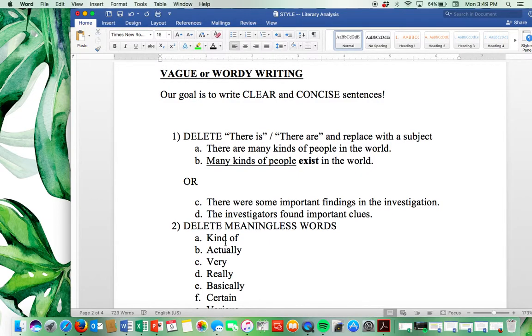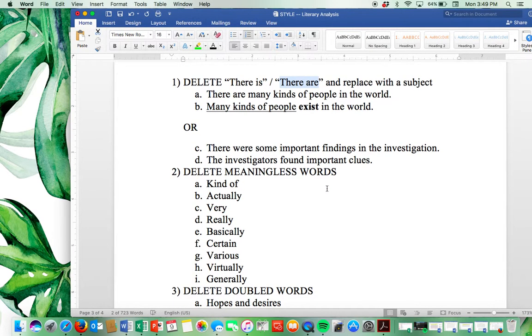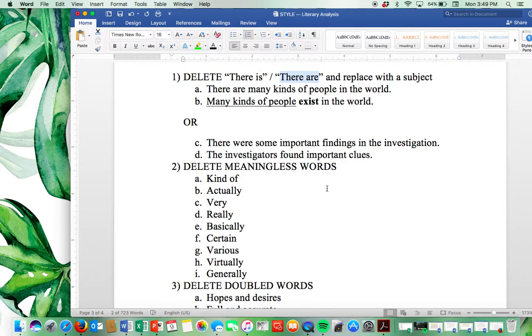Okay, now, vague or wordy writing. Here's how to make things more clear and concise. First, we want to delete things that say there is, there are. These are very boring, and do you know why? It's because they replace an active subject. So when we say there are many kinds of people in the world, this is a really vague subject, and we don't know why until we look closely. It's because there are is taking the place of a subject.